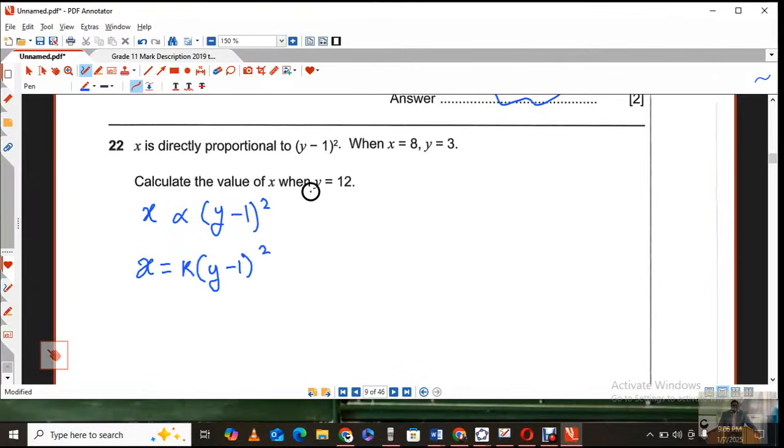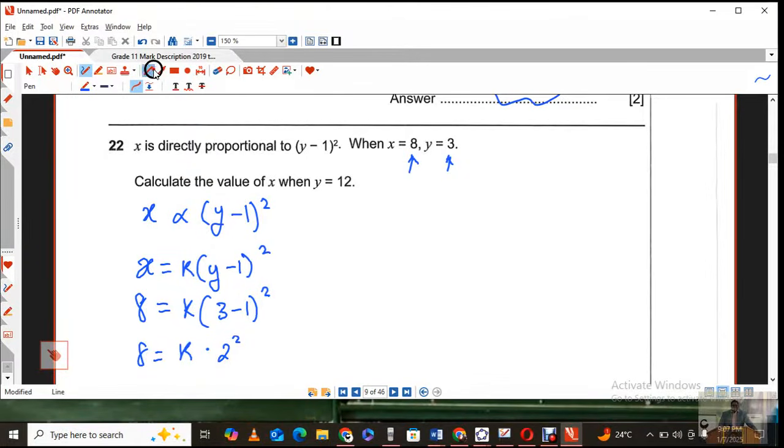So they are going to give us now these values that they give us here. These are now the values I'm going to input, because I need to calculate what the value of k is. x is 8, so 8 equals some constant, y is 3, so put 3 minus 1. You do not have to multiply y minus 1 times y minus 1. Just put in the values, okay? 3 minus 1 is 2, and so this is 8 equals k times 2 squared.